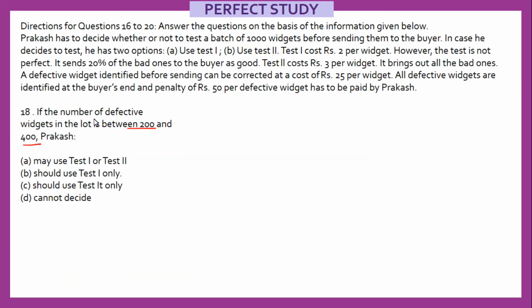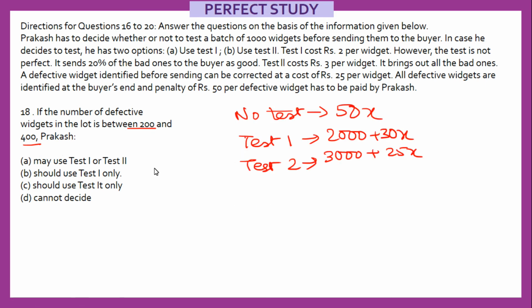Next one. If the number of defective widgets in the lot is between 200 and 400, Prakash. So I will just bring the equation here. So here I have to test any number between 200 to 400. So simple, I will first check the lower limit, then if required I'll check the upper limit. If I take 200, this gives me 10,000, and here if I take 200, 6000 plus 2000 I get 8000, and here 200, 5000 plus 3000, 8000. So for 200 I have a tie in test 1 and 2, but this is straight away out.